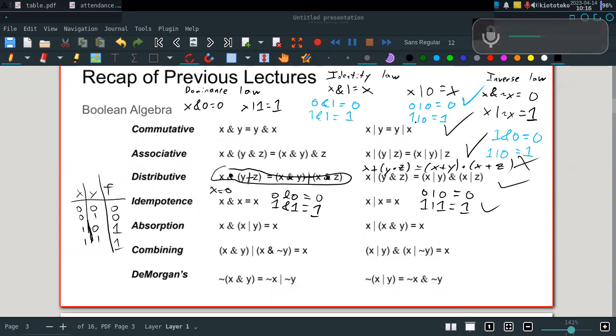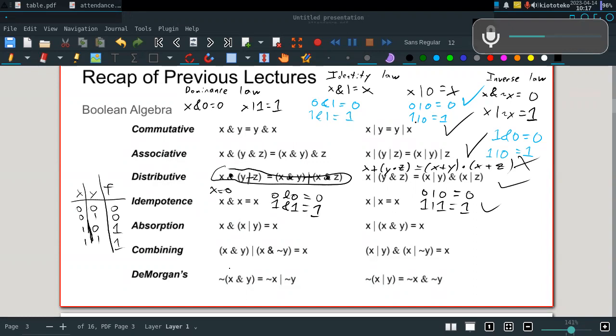Combining tells us that whenever we have an expression such as this, where the two terms are similar, but one of the literals is complemented, we can just remove that and stay with the literal that is unchanged. And the same in its dual form, which is X or Y and X or complement of Y. Again, in general, if you have terms that are similar but only differ in one literal, where these literals are complemented, you can just take them out.